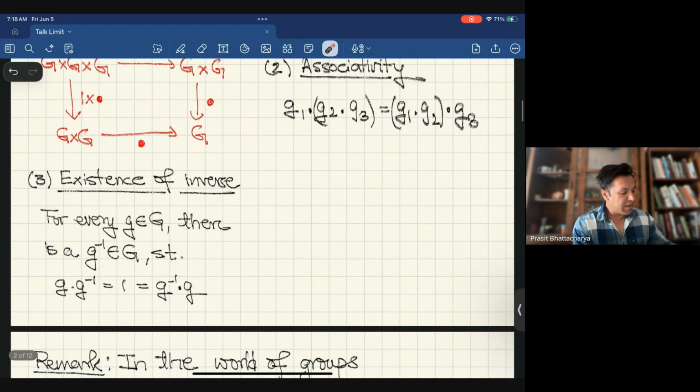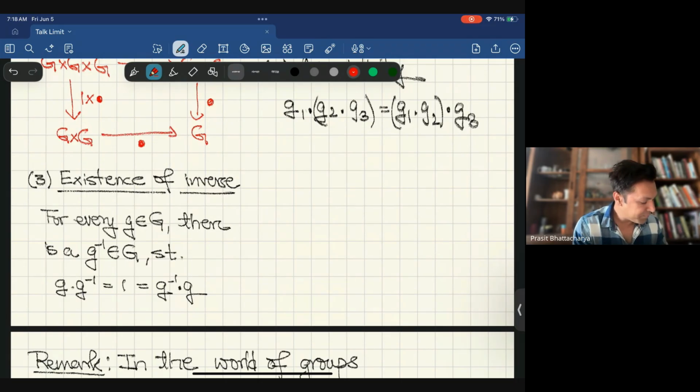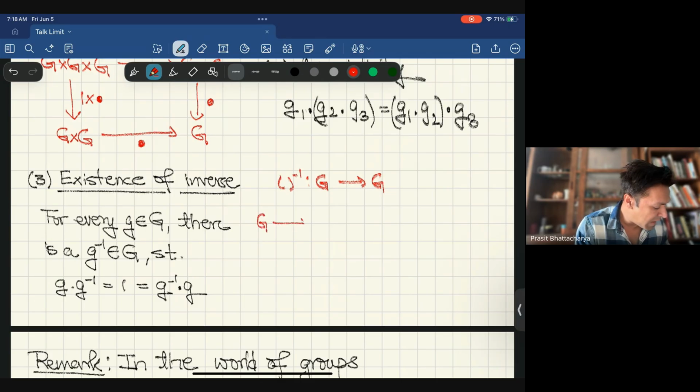Similarly, you can write down a diagram for inverse. So inverse, you can think of inverse as a map from G to G, maybe a bijection in this case. And it should have the property that if I take an element G and apply the diagonal map, and then I apply the inverse bijection cross the identity, land in G cross G, and then I multiply.